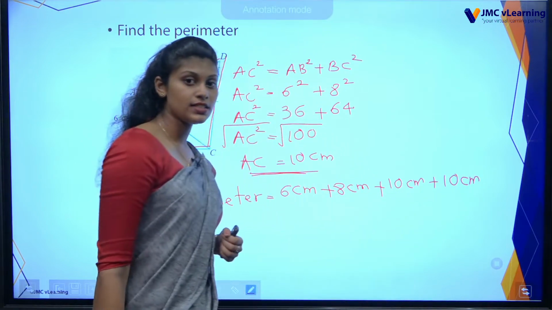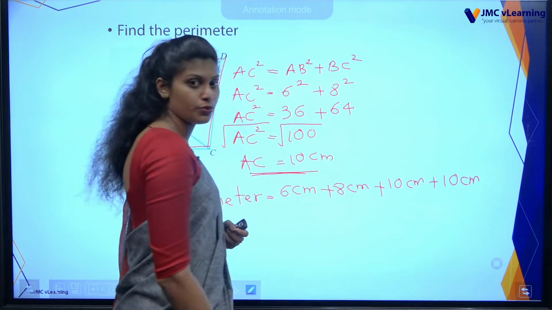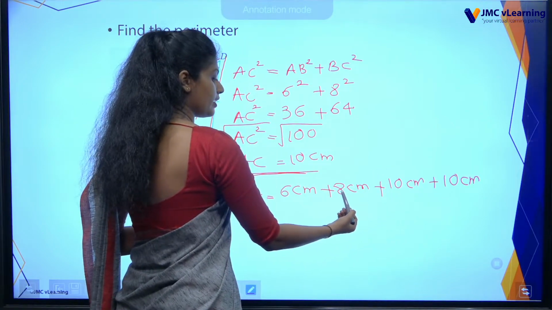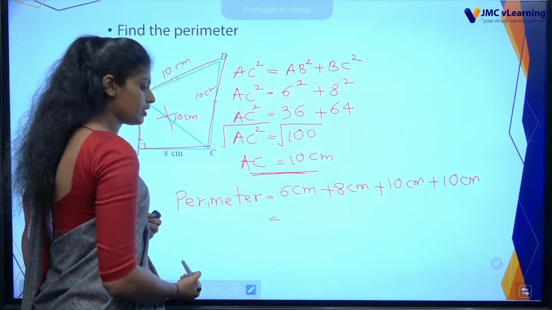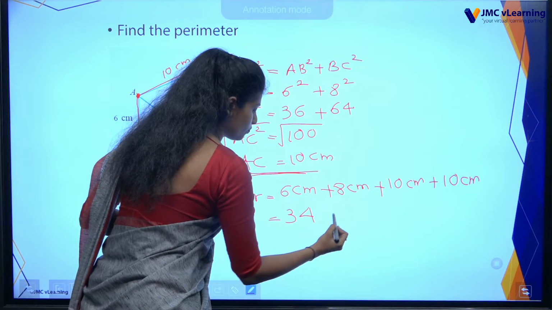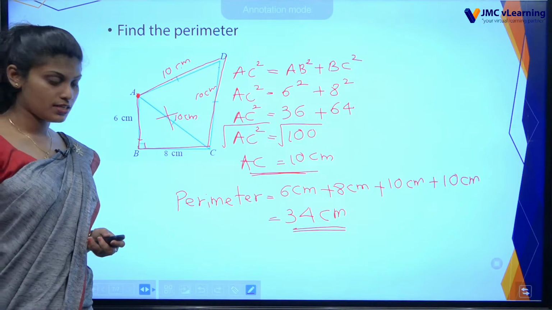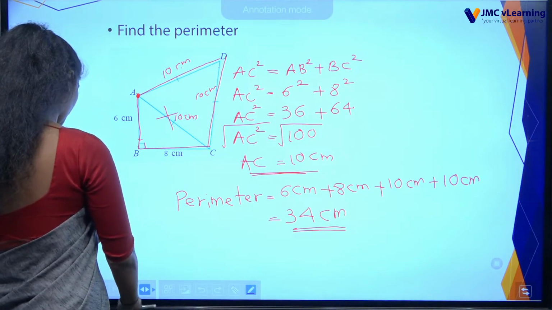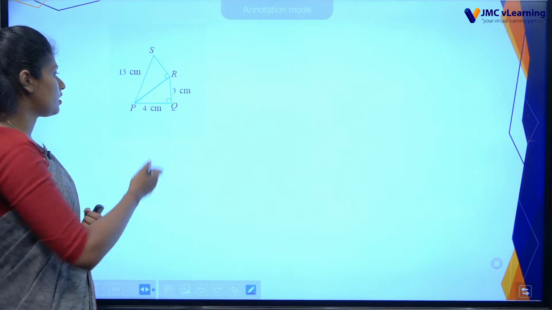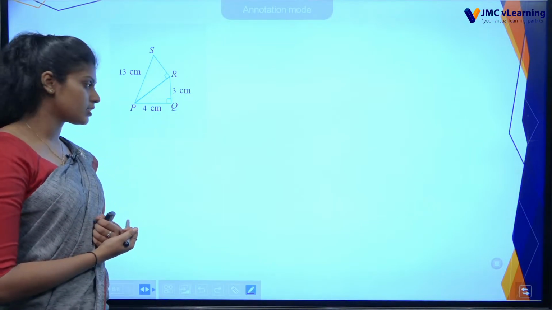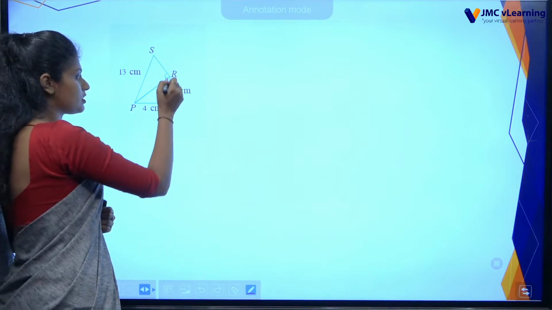Now you have to add all these values to find the perimeter. 10 and 10, 20, 20 add 8, 28, 28 and 6. What is the value? It is 34 centimeter. So, perimeter is equal to 34 centimeter. Now, let's move to the next sum. Here also you have to find the perimeter around this figure. This one is 4 centimeter, this is 3 centimeter.